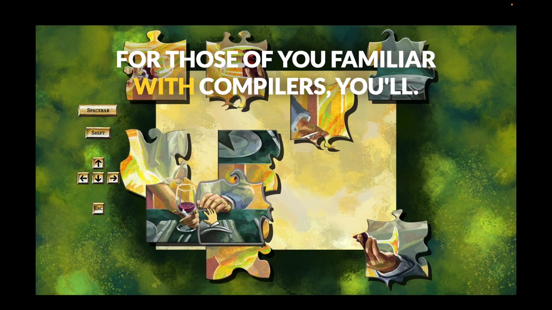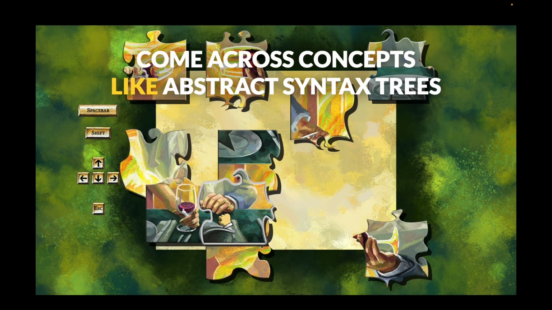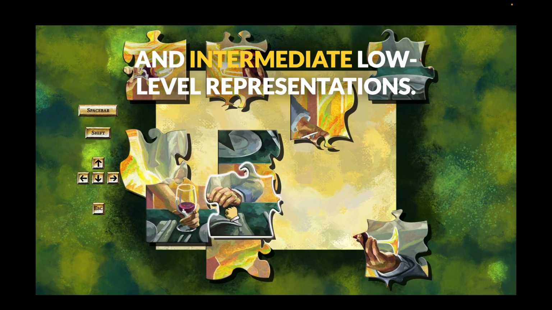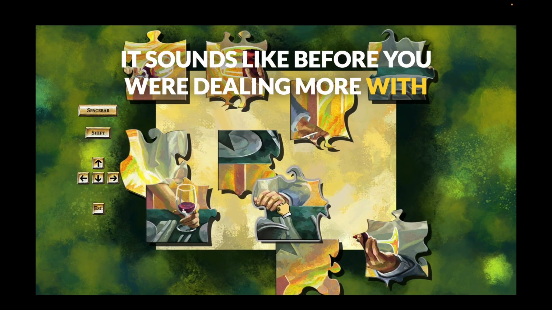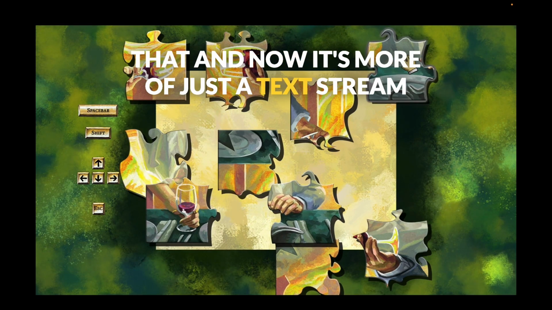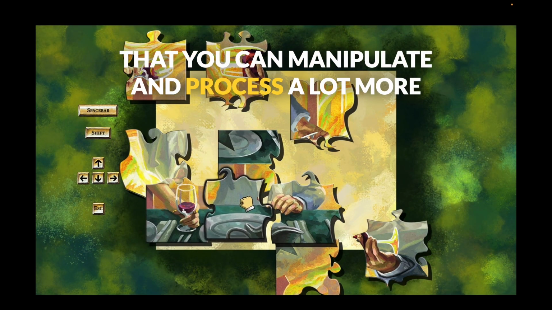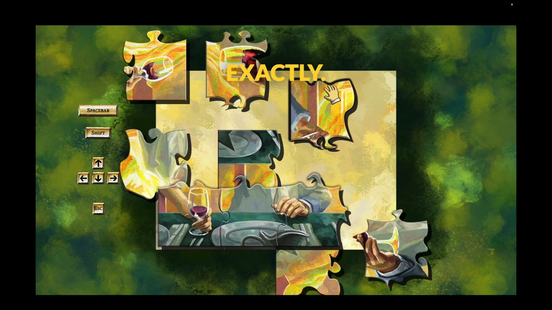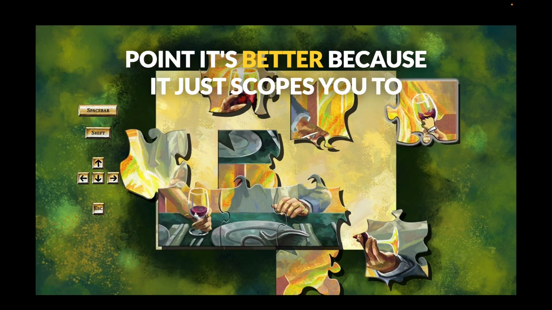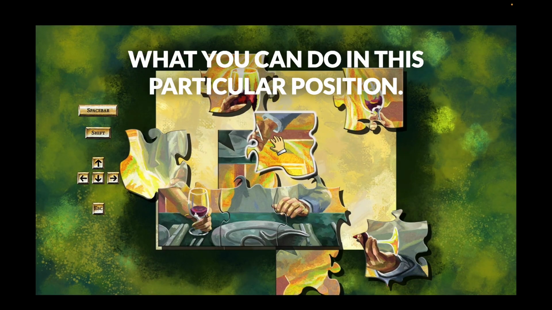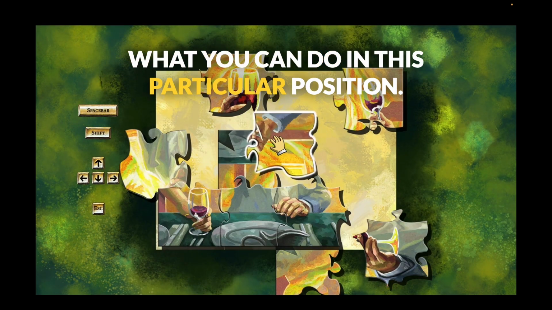For those of you familiar with compilers, you'll come across concepts like abstract syntax trees and intermediate low-level representations. It sounds like before you were dealing more with that, and now it's more of just a text stream that you can manipulate and process a lot more simply and cleanly. Exactly. So we have access to less data, but at some point it's better because it just scopes you to what you can do in this particular position.